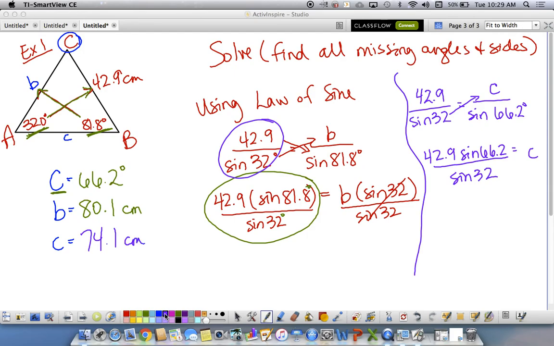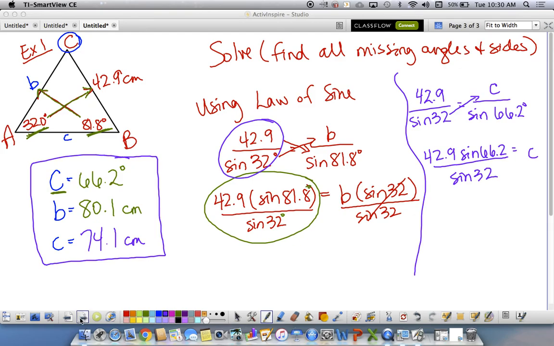We have just solved an oblique triangle. What did we not use? We never used the Pythagorean theorem because we can't. The Pythagorean theorem is only for right triangles, and does not apply to oblique triangles.